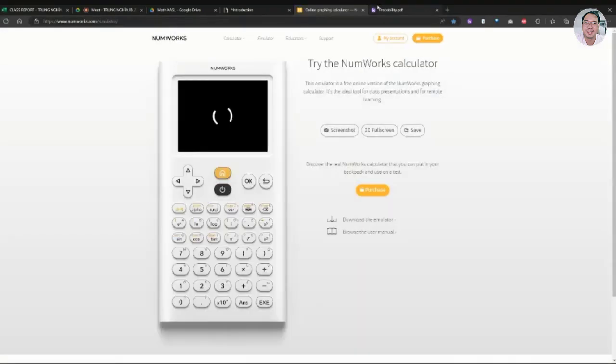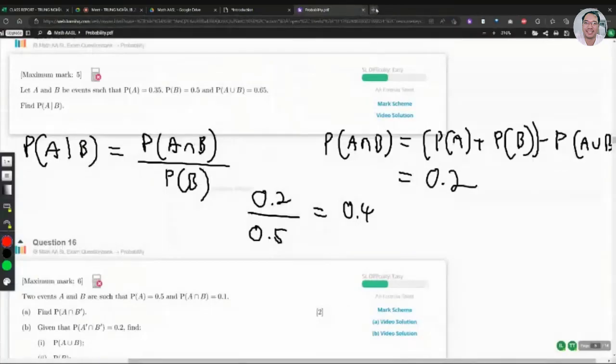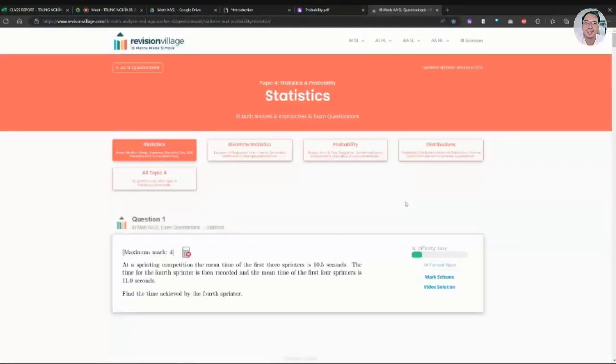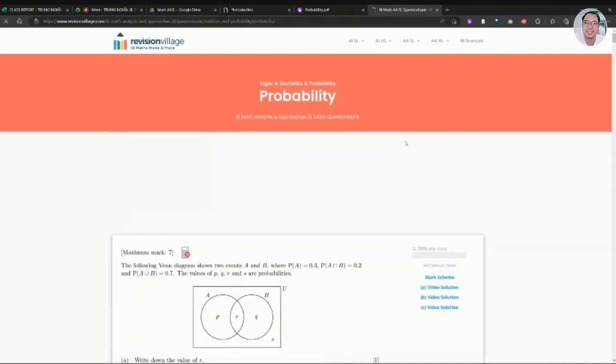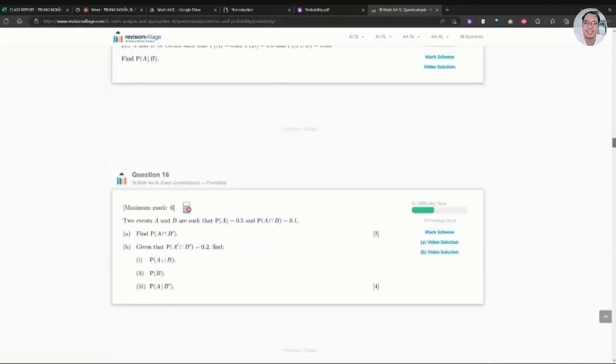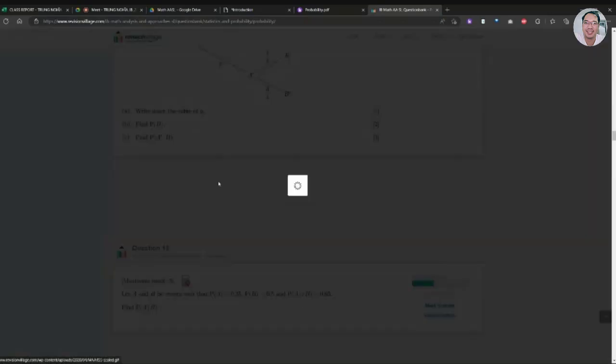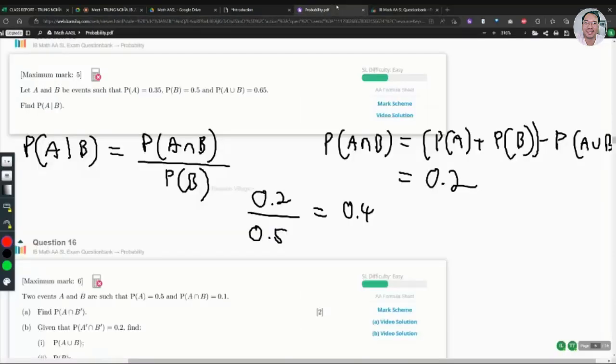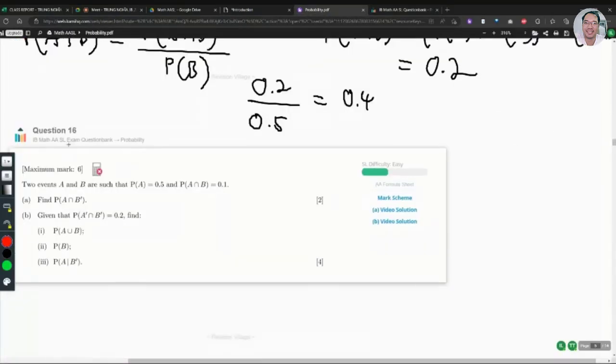Let me open the website and check that. But certainly that is correct. Question 15, here is the mark scheme. Yes, exactly, 2/5. Okay, please move on to question 16.